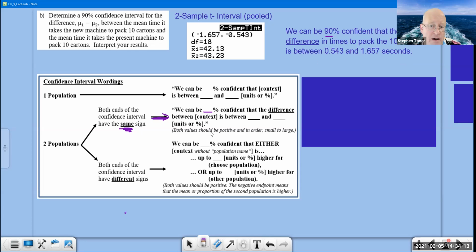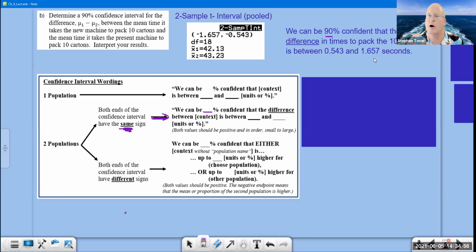But then it says both values should be positive and in order from small to large. These were both negative. And if I change the signs from negative to positive, they're going to be out of order. So I need them to run like a number line in order from small to large. If you are going to meet a friend somewhere for lunch, you don't say, hey, I'll meet you sometime between 2 and 1. You say, I'll meet you between 1 and 2. The intervals that we describe always go from small to large. And because this is a difference, and I said, how much faster does this new machine pack? You're never going to say, oh, it packs -1 seconds faster. That makes sense.